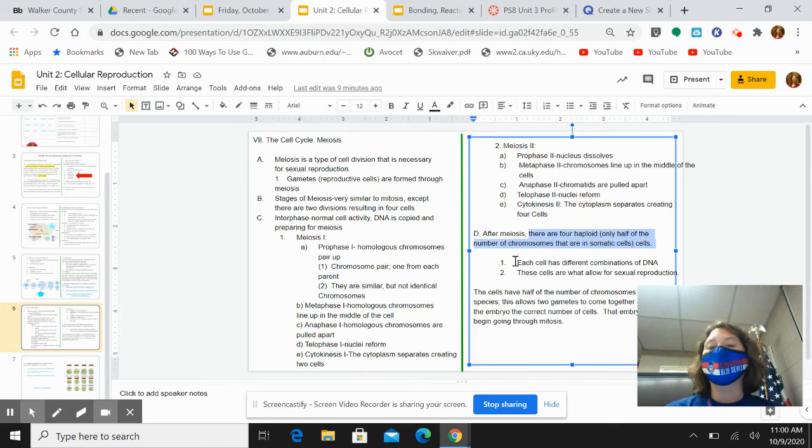And then right under that, number 1, each cell has different combinations of DNA. This is why you don't look just like your brother or sister, because each of these cells now have different copies of that DNA, different forms of chromosomes. So one of them might have chromosomes that make you have blue eyes. One of them might have chromosomes that make you have green eyes.